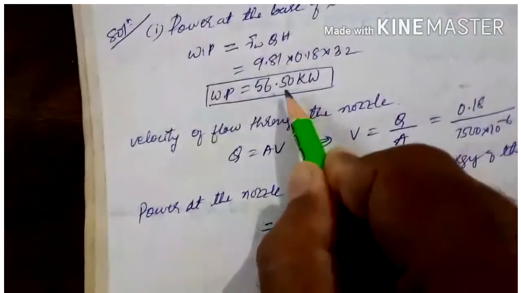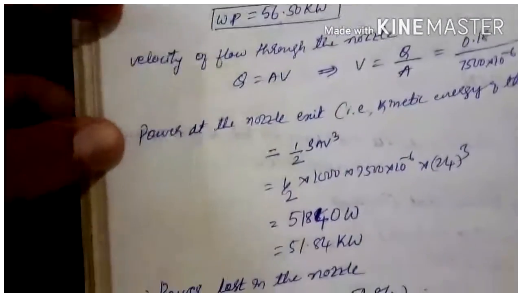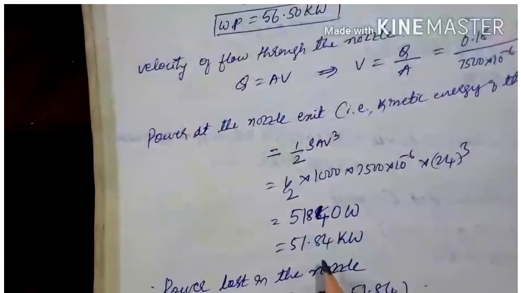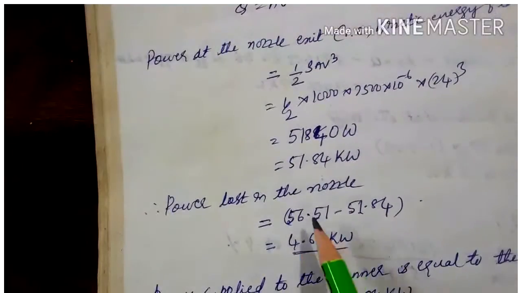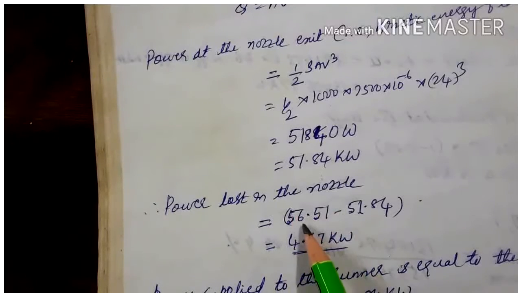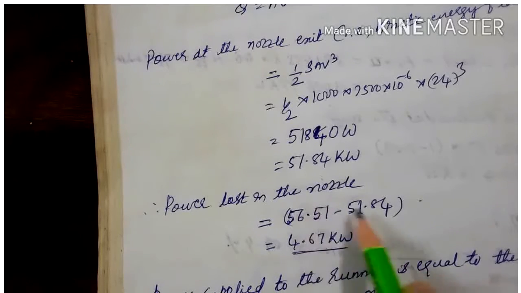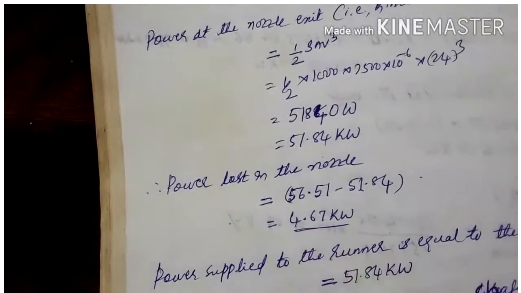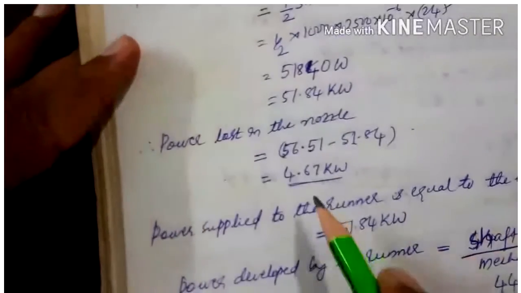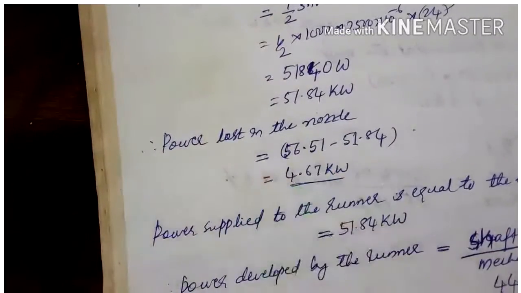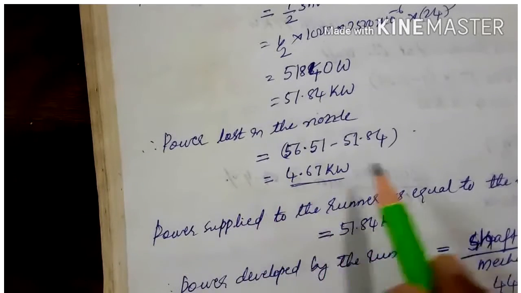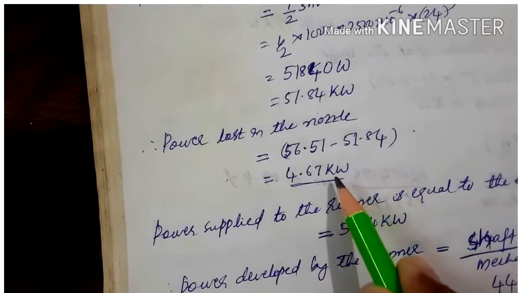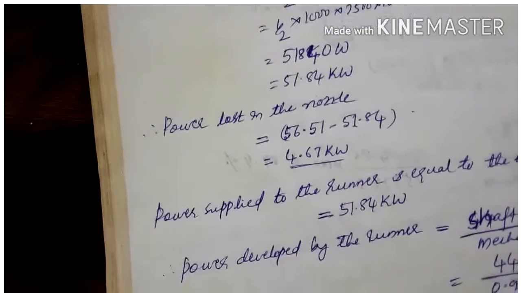But the water power is how much? 56.5. This much is the water power, and this is the power available at the exit of the nozzle, hence the power lost in the nozzle. So how much power has been lost in the nozzle? That is water power minus the nozzle power. That is the power lost at the nozzle, and we get 4.67 kilowatt. This much power is being lost in the nozzle. Always the water power will be more than the power available at the exit of the nozzle.